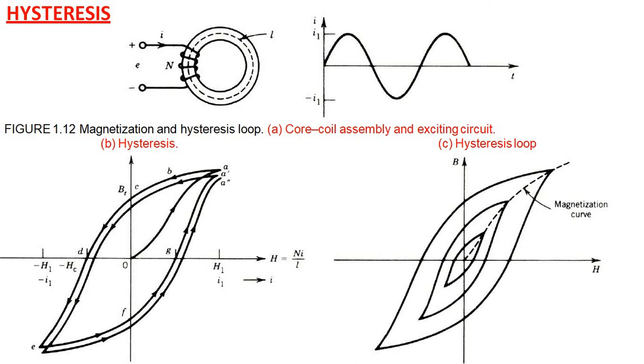The diagram represents the flux density as well as the magnetic field intensity increasing simultaneously. That is also called the magnetizing effect. Then the demagnetizing effect means the point goes from A double dash to F. Then F to E, that means the coercive force.